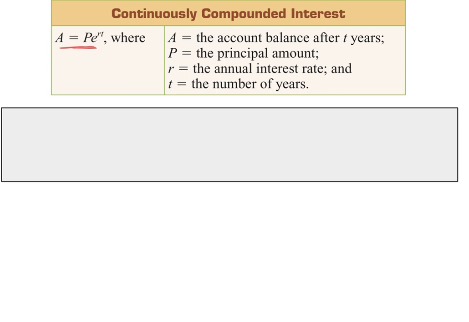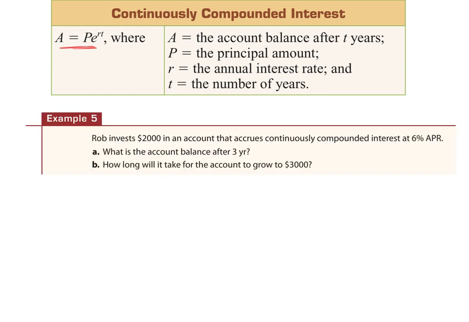Let's look at this first example here. Rob invests $2,000 in an account that accrues continuously compounded interest at 6% APR. What is the account balance after 3 years? And then how long will it take for it to grow to $3,000? So the first thing they're asking for is the account balance, the A. So we're just going to fill this in. We are looking for A.